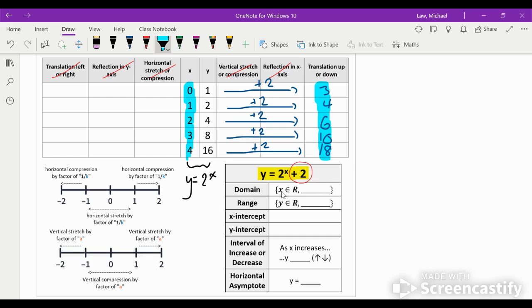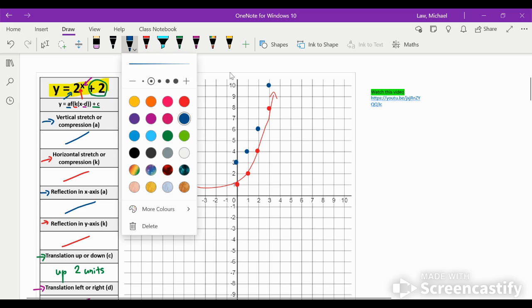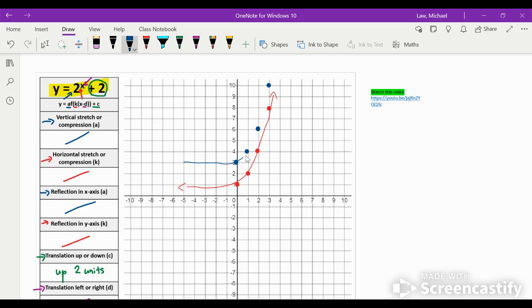So let's go ahead and do that up here. All right, so our first coordinate would be (0, 3), then it would be (1, 4), then it would be (2, 6), and last it would be (3, 10). And as you can see, it is pretty clear that this exponential function has been translated 2 units upwards.